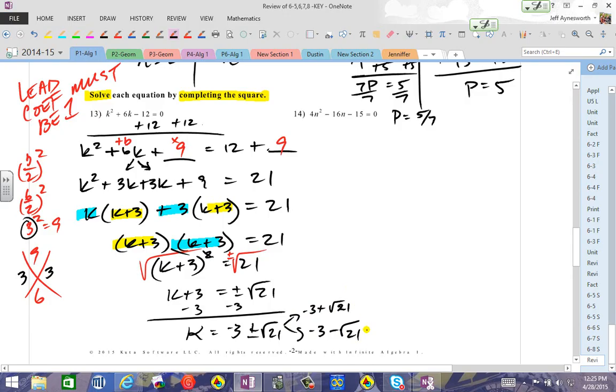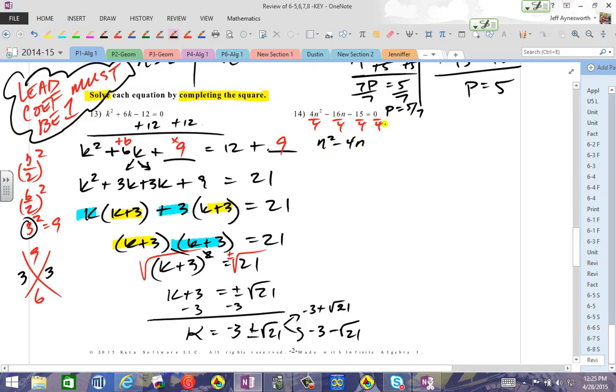Now, let's have fun on the last one here. So let me bring this up here a little bit. So this is p equals 5/7. Okay, so we're going to divide, let me back up. The lead coefficient must be 1. Got to remember that in this technique, and it's not 1, it's 4. So the very first thing you do is divide everything through by 4. I'm talking all terms, both sides. So you get n squared minus 4n minus 15 fourths equals 0. And don't freak out with a fraction, just go with the flow. We're going to add 15 fourths on both sides.